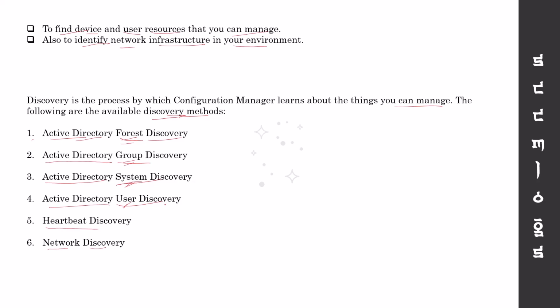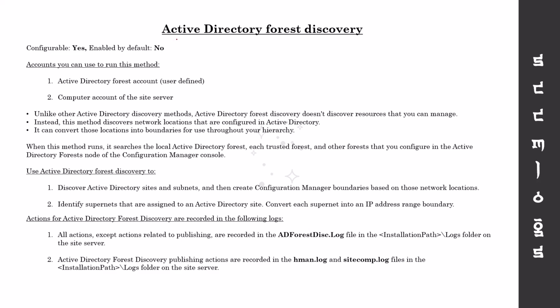Next, let's see the Active Directory forest discovery. It is configurable and it's not enabled by default. The accounts we can use to run this method: the first one is the Active Directory forest account. It's user defined, which means you can create one user account in your ADUC, I mean Active Directory Users and Computers, and define that account as the Active Directory forest account. The second one is the computer account. You can use the computer account of the site server, which means our primary site server.